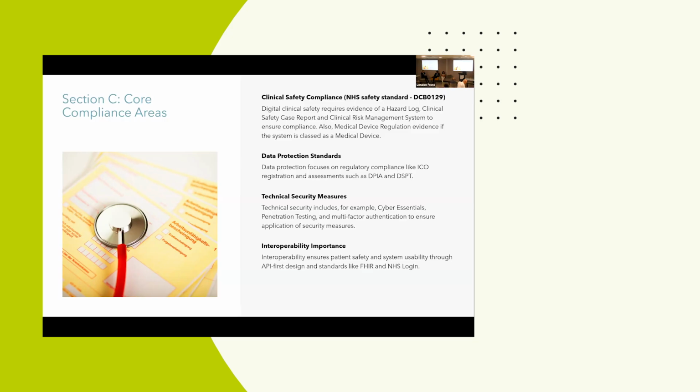Technical security measures. So again, we're looking at Cyber Essentials. Has your technology gone through penetration testing, which is that external assurance in relation to security?